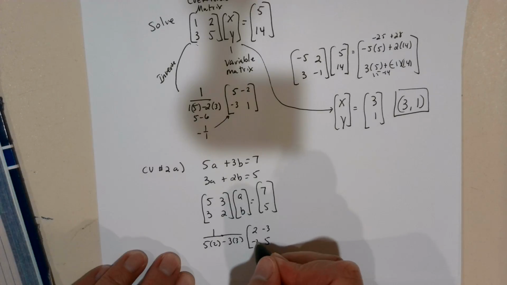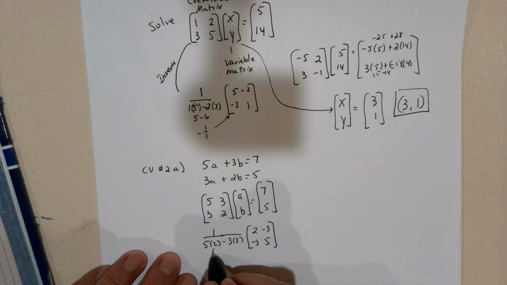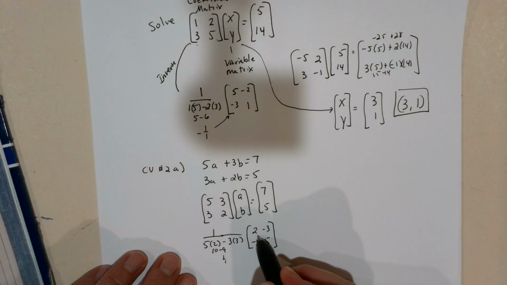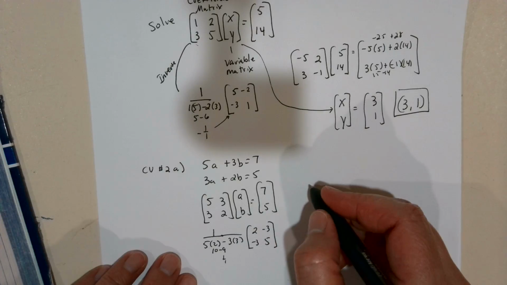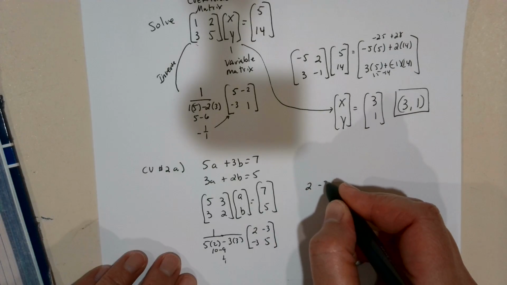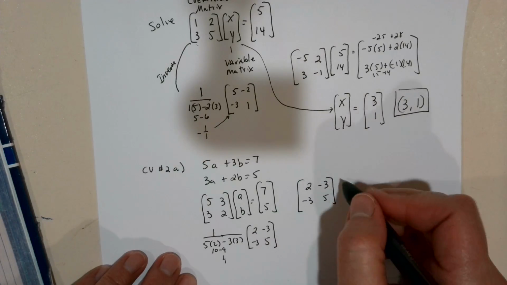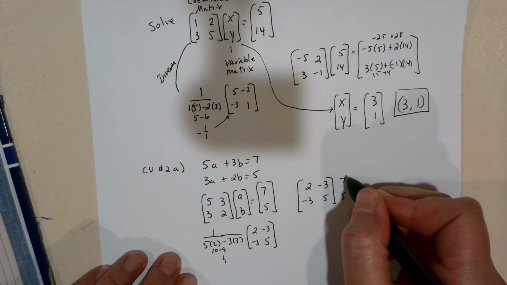The 3s change signs. So here I've got 10 minus 9, so on the outside I've got 1 over 1. When I distribute the scalar, nothing is going to change. So my inverse matrix is [2, -3; -3, 5]. I'm going to take that and multiply it in front.